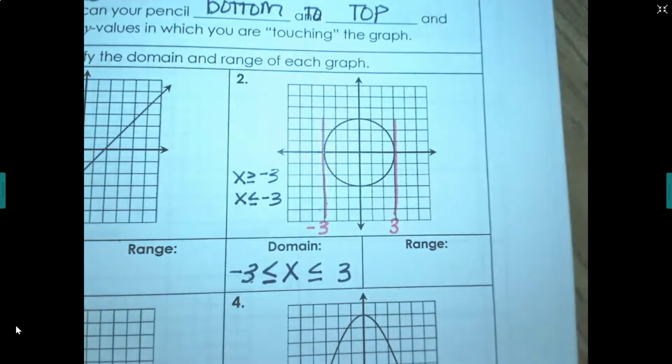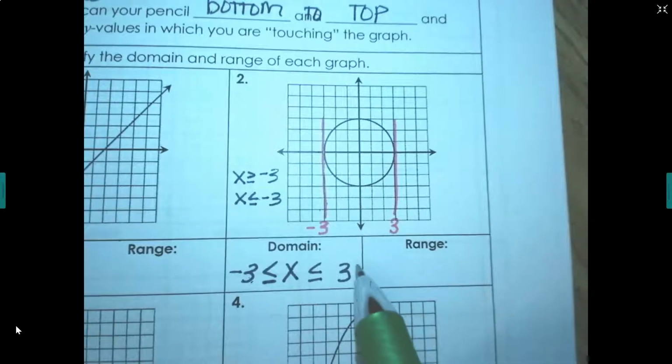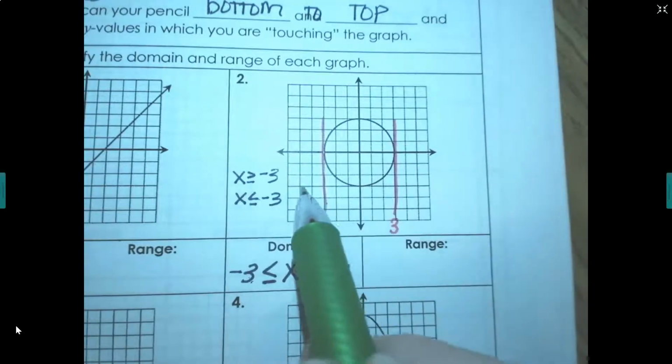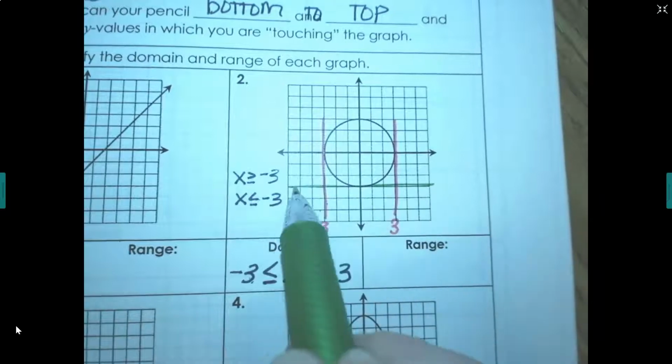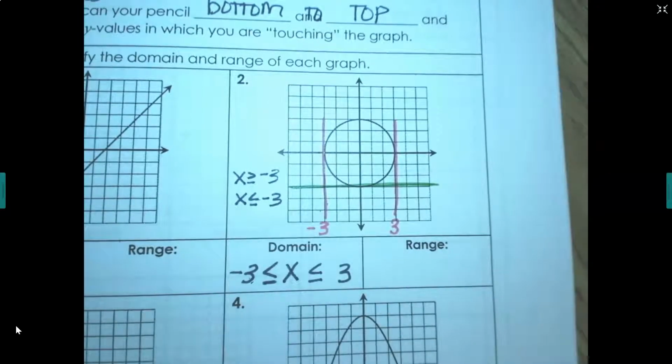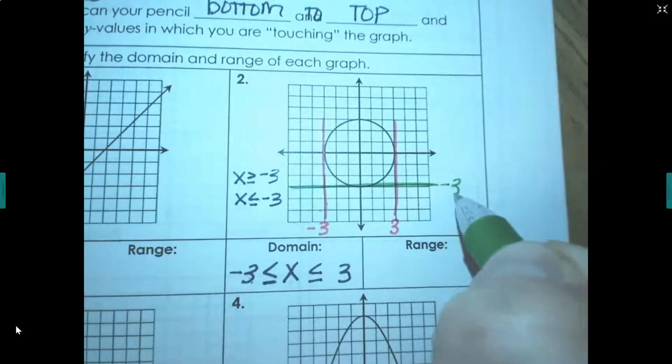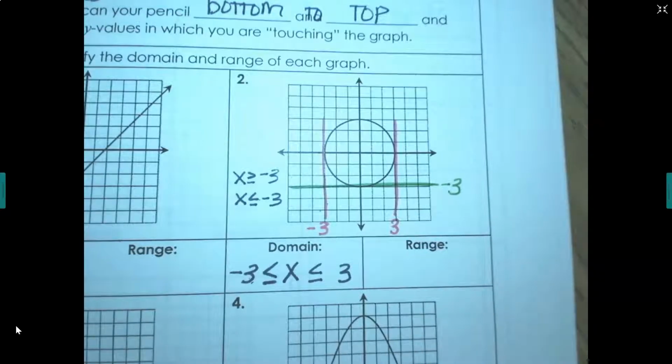Okay, now let's look at our range. Our range is a y value. You want to write its smallest y value to largest y value. So we start at the bottom. And the first time there's any y values on this graph, the very lowest y value occurs right here. And that y value is -3.